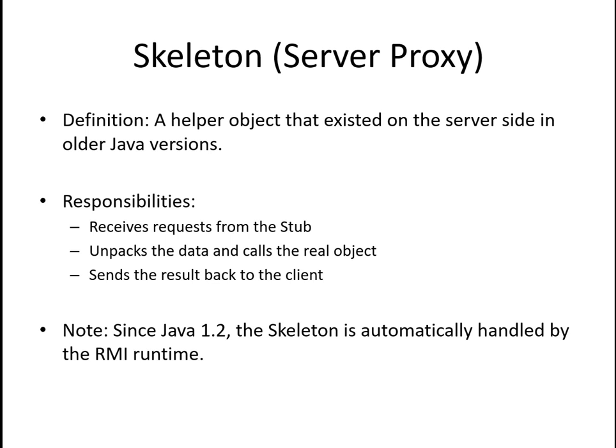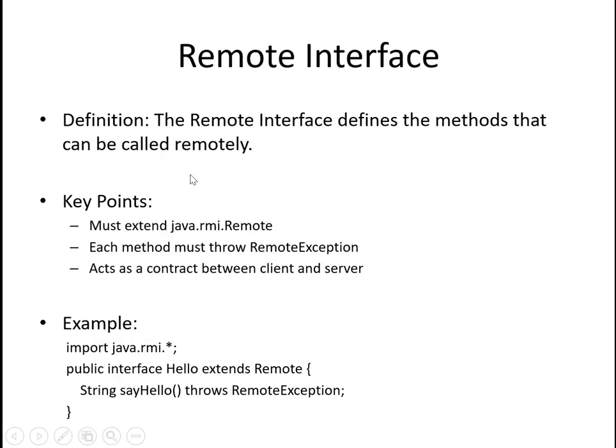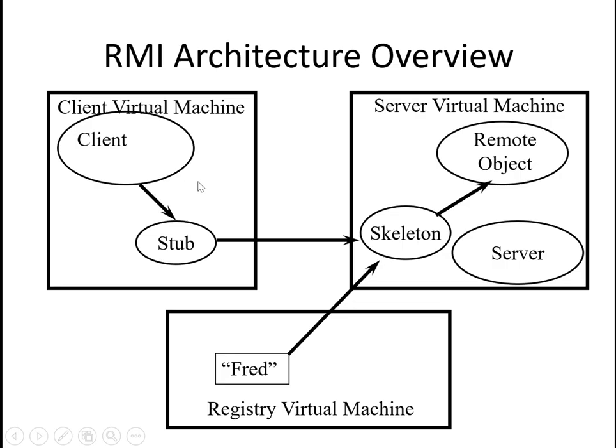Instead, it talks to a helper object called a stub. Look here, whenever the client wants to talk to the remote object, there won't be any direct communication. So instead, we have to use a helper class. It's called a stub, which resides on the client.